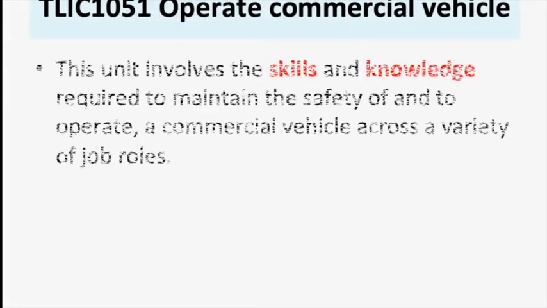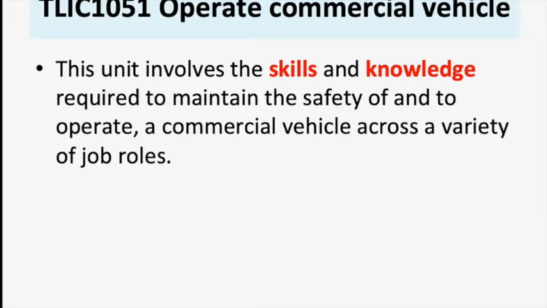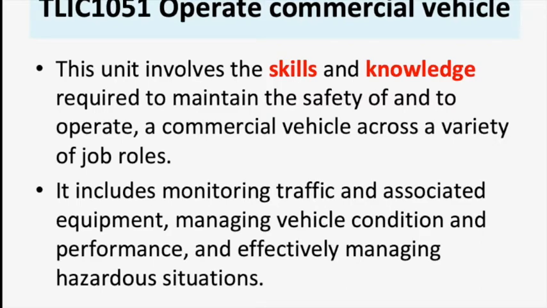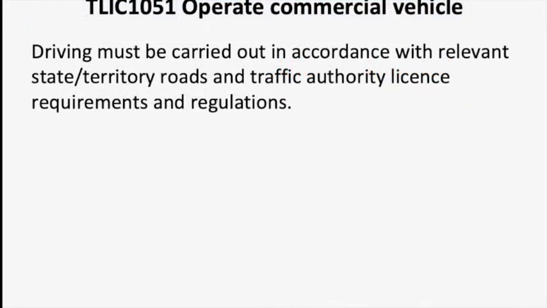So, Operate Commercial Vehicle. This unit involves the skills and knowledge required to maintain the safety of and to operate a commercial vehicle across a variety of job roles. It includes monitoring traffic and associated equipment, managing vehicle condition and performance, and effectively managing hazardous situations. Driving must be carried out in accordance with relevant state, territory roads, and traffic authority licence requirements and regulations. So in Australia, the transport departments are all state-based. So for example, in Queensland, we have Transport and Main Roads, who when it talks about relevant state, territory roads and traffic authority, that's what they're referring to, the states and territories control transport.